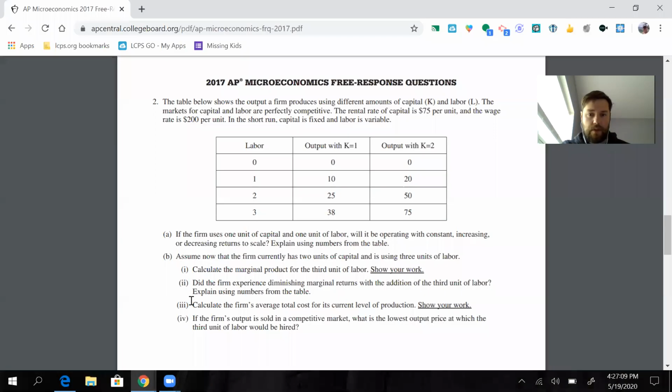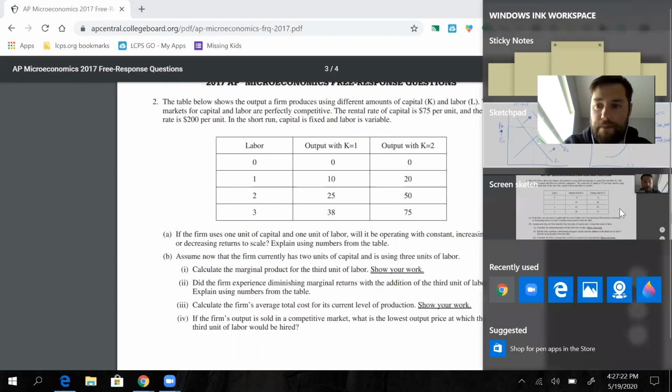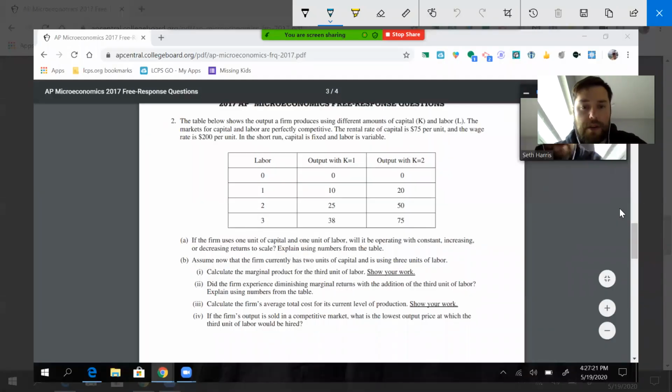Let's take a look here at FRQ 2017, FRQ number 2. Okay, here we go. So the table below shows the output a firm produces using different combinations of capital K and labor L. So we have labor units here, 0, 1, 2, 3, and capital units, K equals 1, K equals 2, and then the different outputs for the various combinations there.